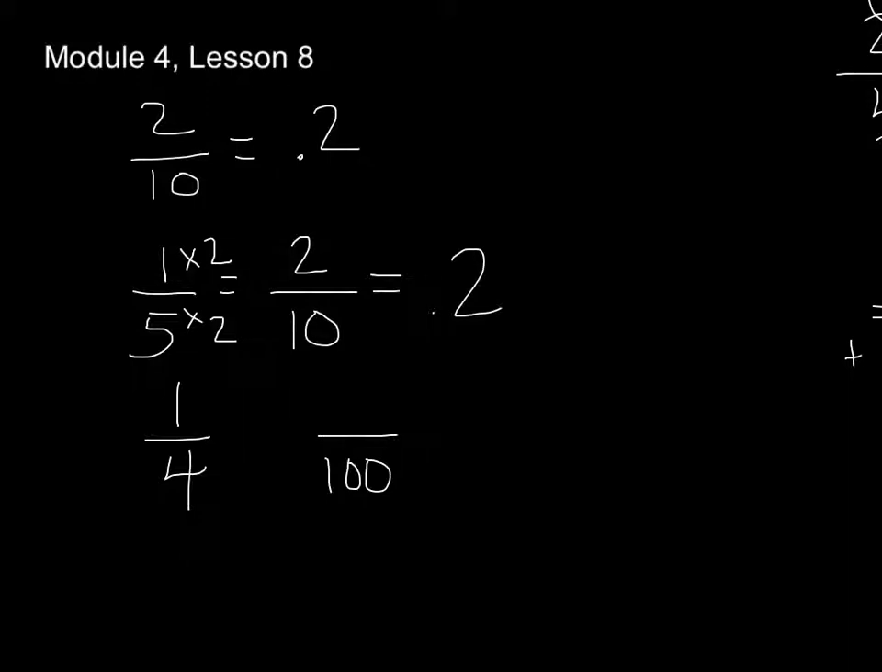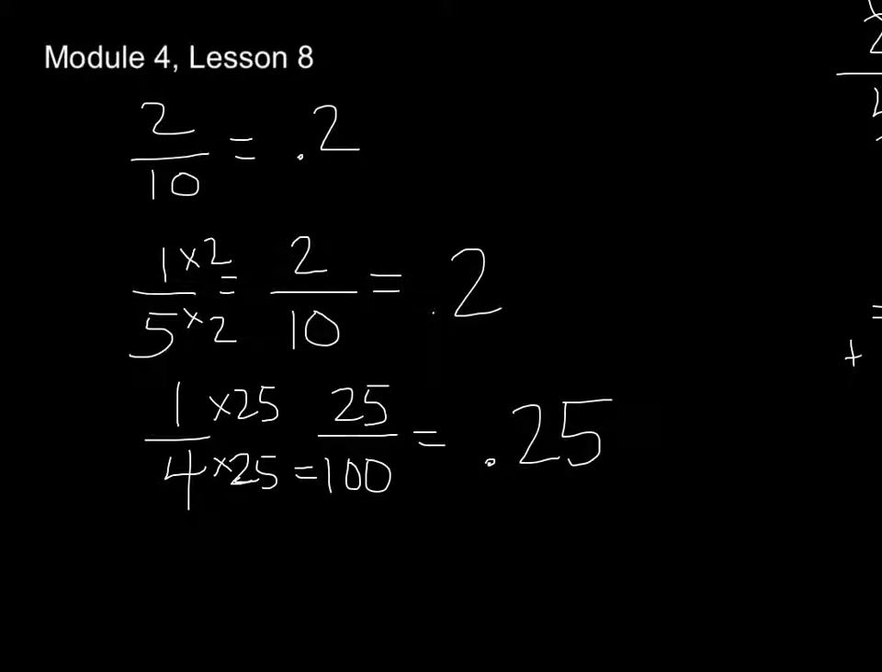If you said multiply by 25, you are right, because 4 times 25 equals 100. Think of that as 25 cents. Well, those are called quarters. If I've got 4 quarters, I have $1. So let's multiply the numerator by 25 as well, and we get 25 hundredths, which equals 0.25. Tenths, hundredths. 25 hundredths. So 1/4 is the same as 0.25 or 25 hundredths.